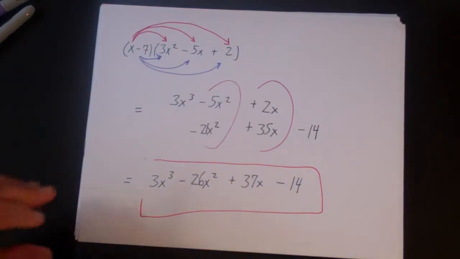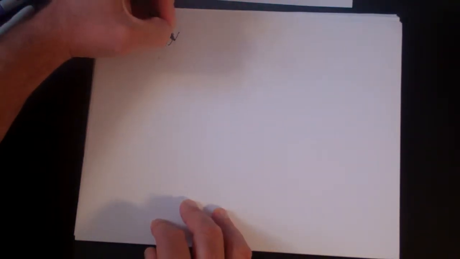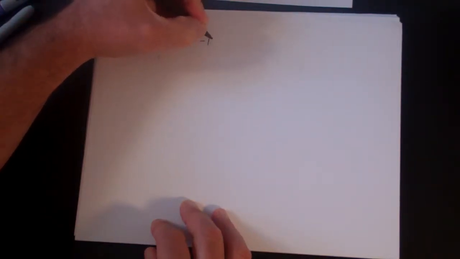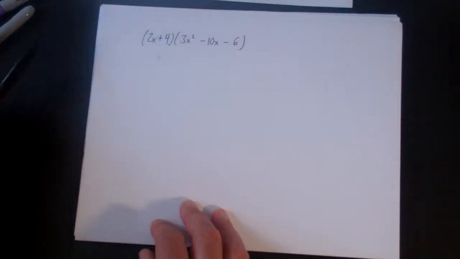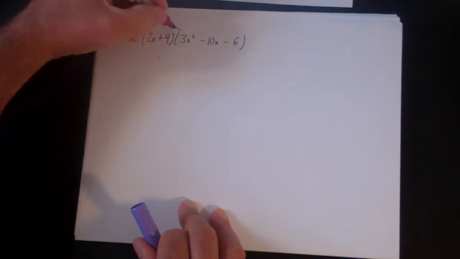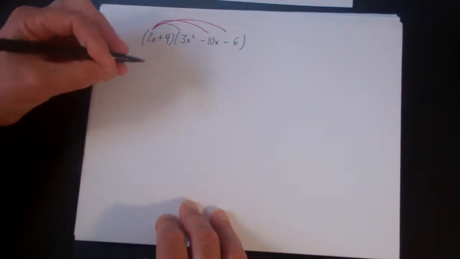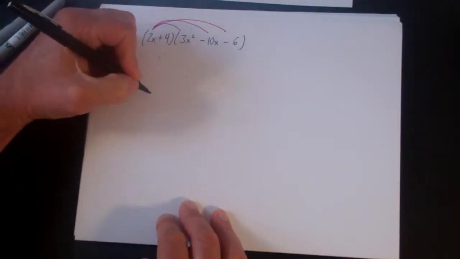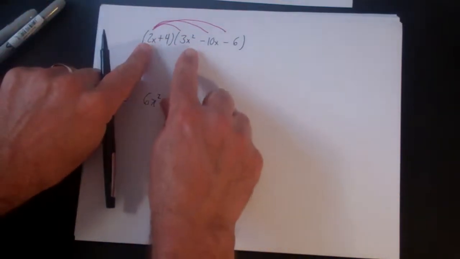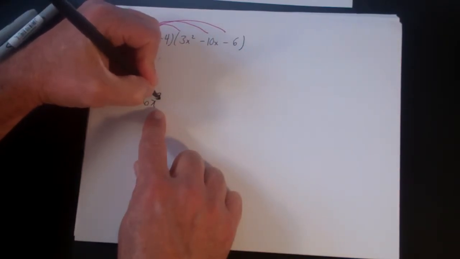Let's do one more example of multiplying polynomials. Let's say we had 2x plus 4, 3x squared minus 10x minus 6. This is about as hard as these ever get. First thing I'm going to do is take the 2x and distribute it. And I'm going to get 6x to the third, right? 2x times 3x squared is 6x to the third. That's the reason I wrote a 3 there.